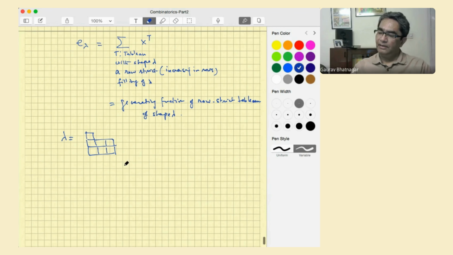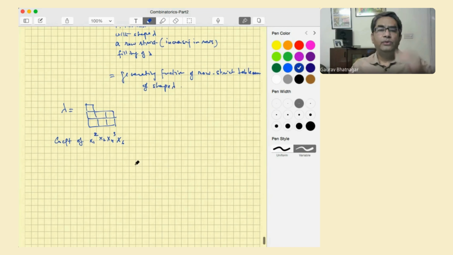So this is lambda, and let me see what is the coefficient of x1 square, x2, x4 cube, x6. Okay, so x4 is coming three times. It has to come in all the three rows. So in the first row, we have to start with an x4, right? And there is 1, 2, 3, 4, and 3, 7.